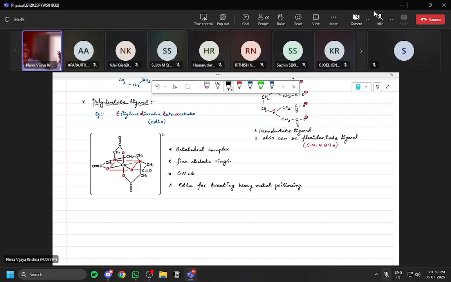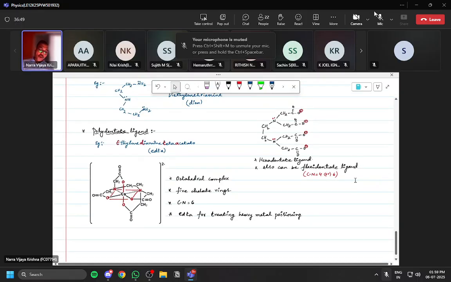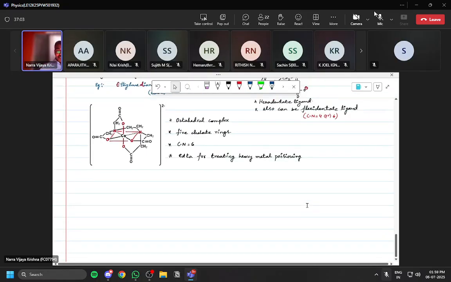Done? Right. So we are done with flexidentate and polydentate, both. Right? See the next heading. Any other pending in it? Done now? One more example, sir. One more example. Nickel.